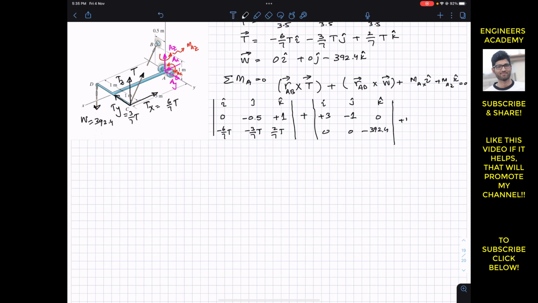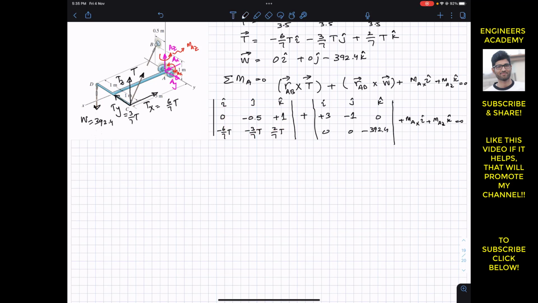So that is plus maxi plus mazk, this is equal to 0. So now we have to find these two determinants. So for i, we have to write it like this. We have to hide this and this. So the product of this minus the product of this.